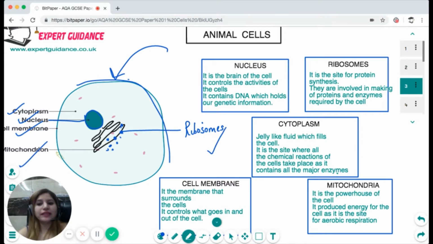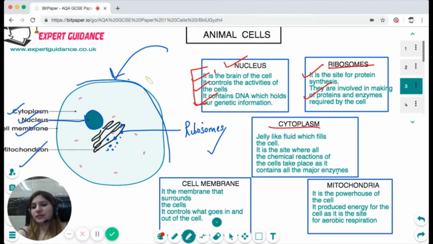Now, you should know these names and the functions of each, as these are found both in plant and animal cells. So the first is the nucleus. It is the brain of the cell, because it controls all the activities. It controls what is happening inside the cell, and it also has your genetic information as it contains the DNA. So you should know all these three functions of the nucleus. Next are the ribosomes. Ribosomes are the site for protein synthesis. Now the cell needs proteins for its functioning, and enzymes are also proteins. So ribosomes make the proteins and enzymes which are required by the cell.